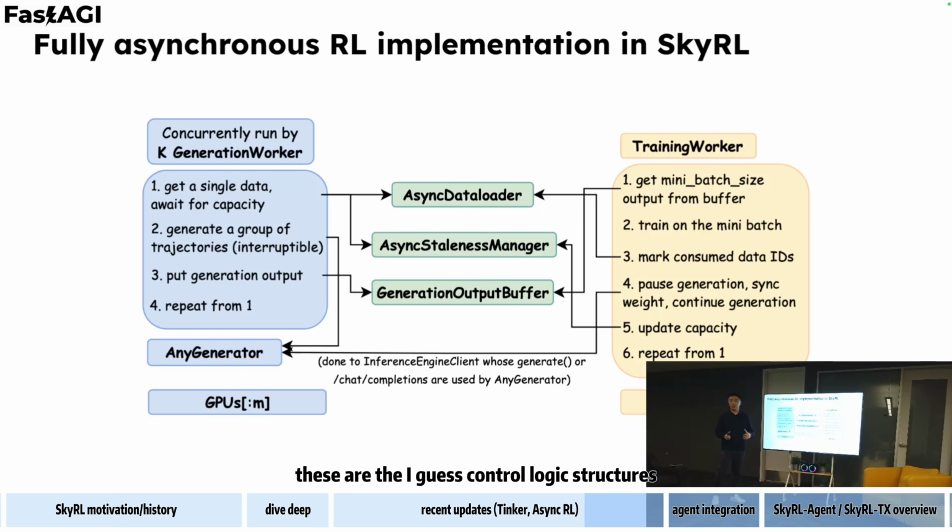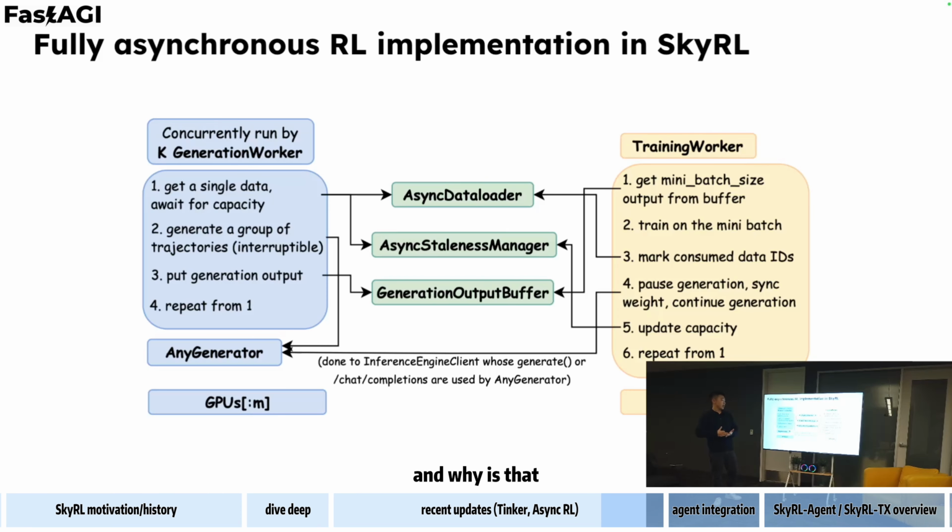These are, I guess, the control logic structures. There's an async data loader. There's a staleness manager. The staleness manager controls how off-policy you can be for this async RL. And there's also the buffer. Here, these are the producers to the buffer, and the training workers are the consumers for the buffer.